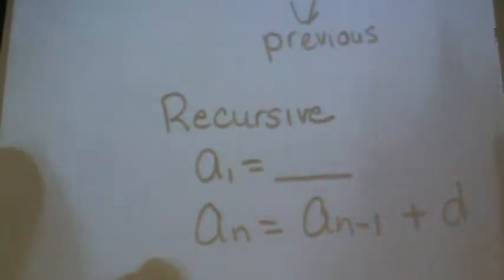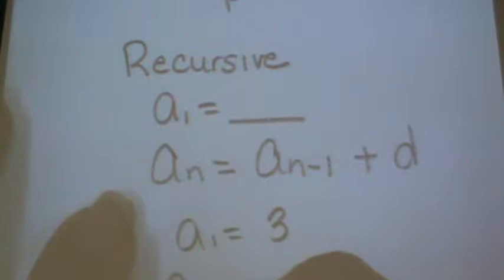So a recursive formula for this, recursive, you state the first term. What is it? Then to find any term in the sequence, you must know the previous term plus what the common difference is. So in this particular problem, to write a recursive formula, you're going to say a sub 1 is 3, and a sub n is the previous term plus the common difference, which is 3.